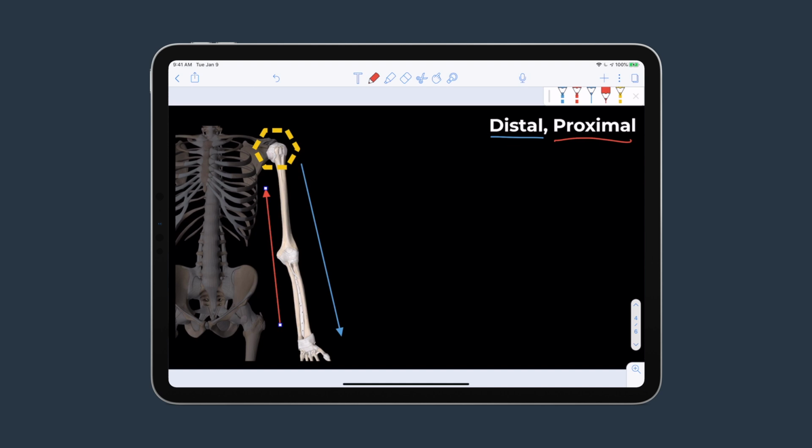So looking at the elbow and the wrist, we could say that the elbow is proximal to the wrist, because the elbow is closer to the humerus than the wrist is.